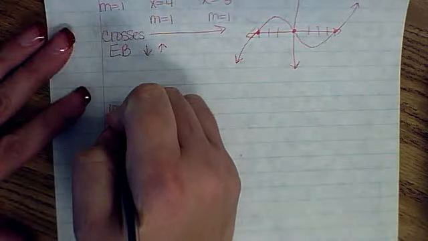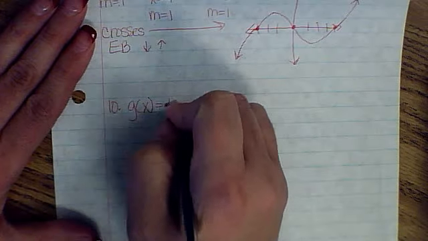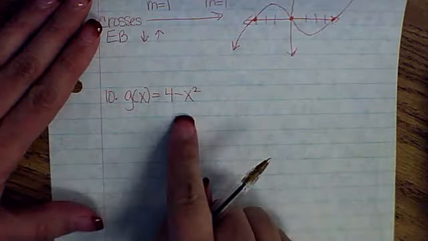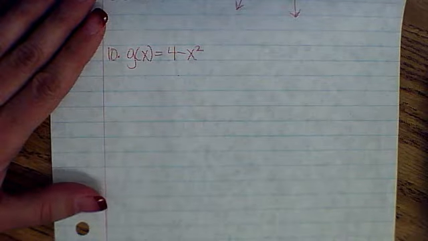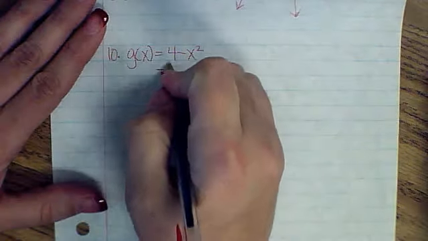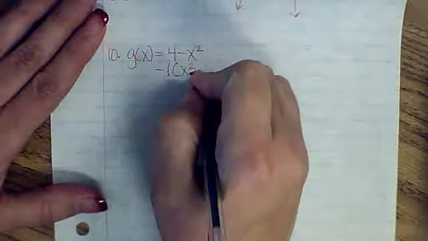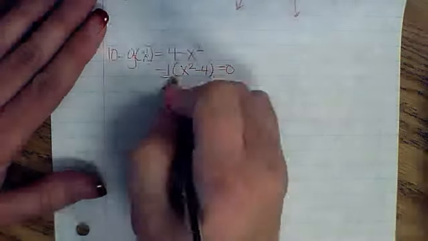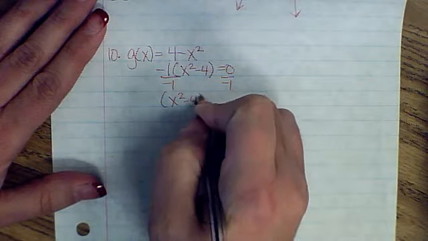Number 10, g of x equals 4 minus x squared. So I need to factor this, and then do my end behavior and my multiplicity and graph. So I'm going to first factor out a -1 so that it has a positive x squared. When I do that, that makes it easier to factor. And equals 0. I can get rid of the -1 and factor x squared minus 4.